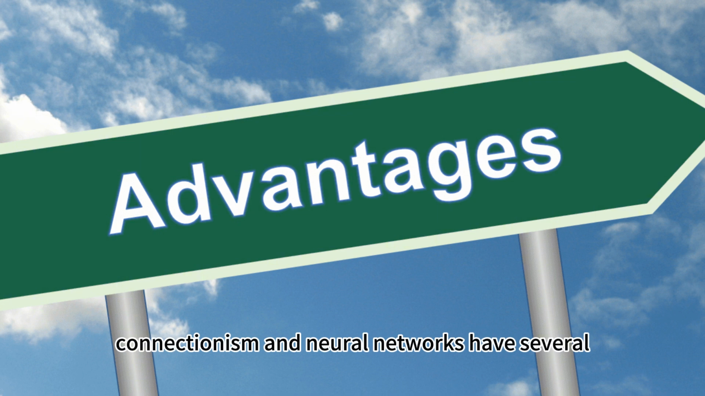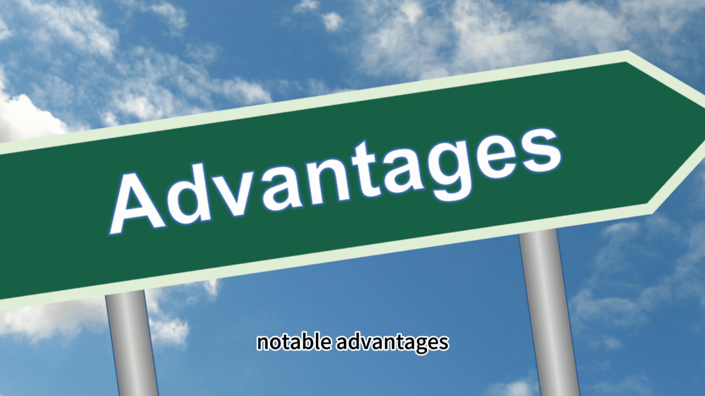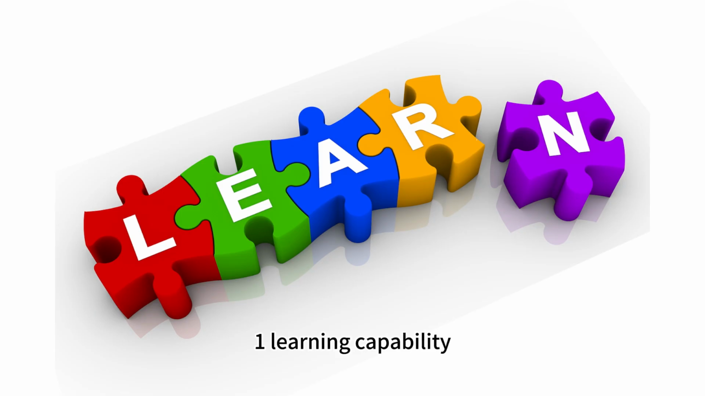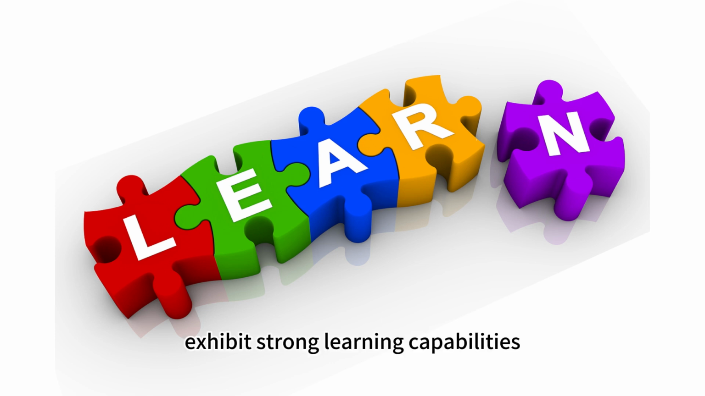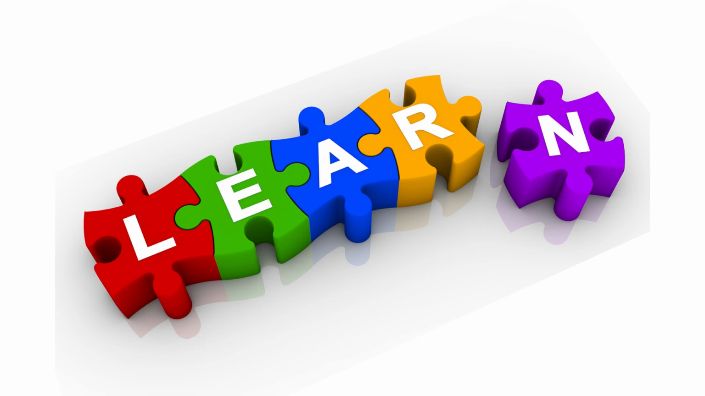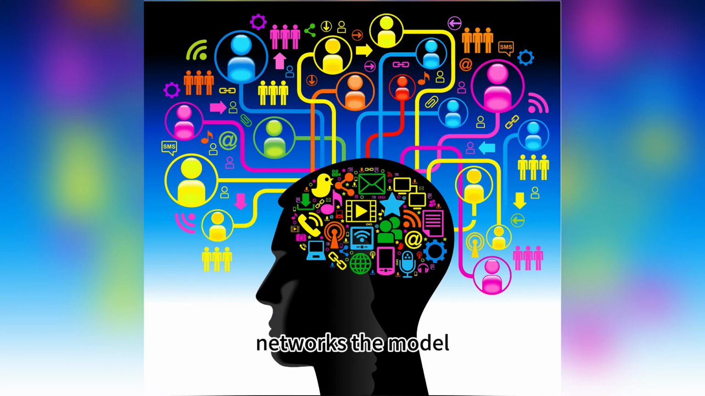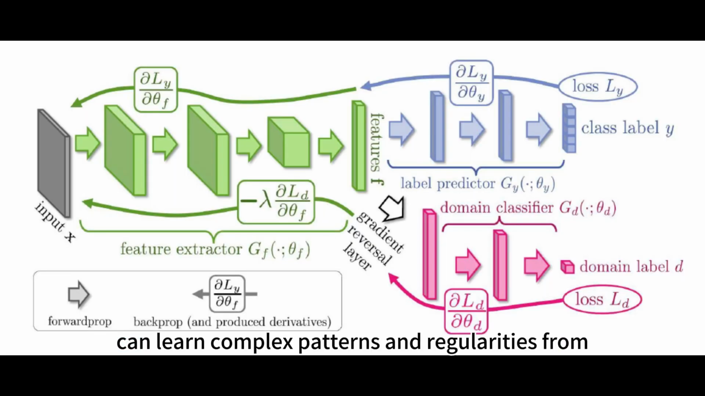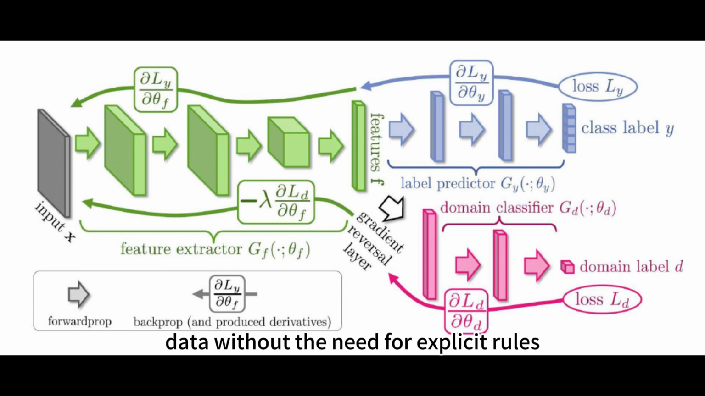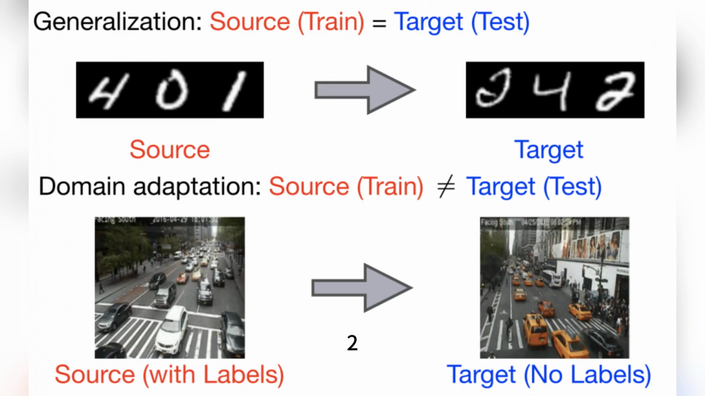Connectionism and neural networks have several notable advantages. 1. Learning capability. Connectionist models exhibit strong learning capabilities. By adjusting the connection weights of neural networks, the model can learn complex patterns and regularities from data without the need for explicit rules.